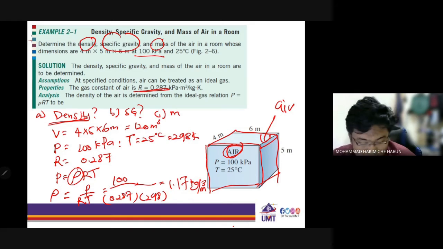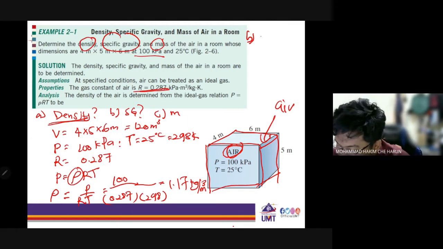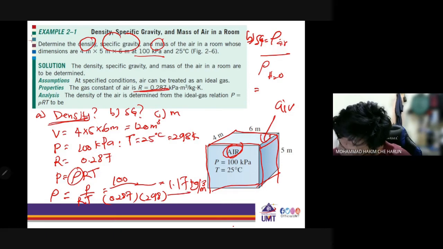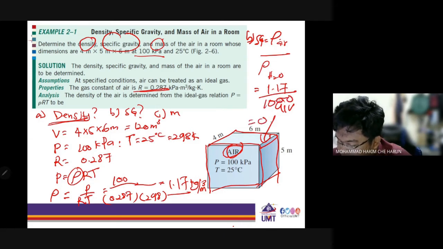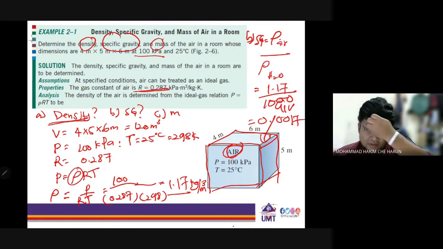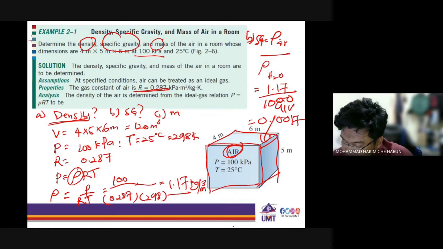Okay, so B says specific gravity. Specific gravity Sg equal to rho of air divided by rho of water. Rho of air we know is 1.17, divided by 1000, equal to 0.0017. That is the specific gravity.